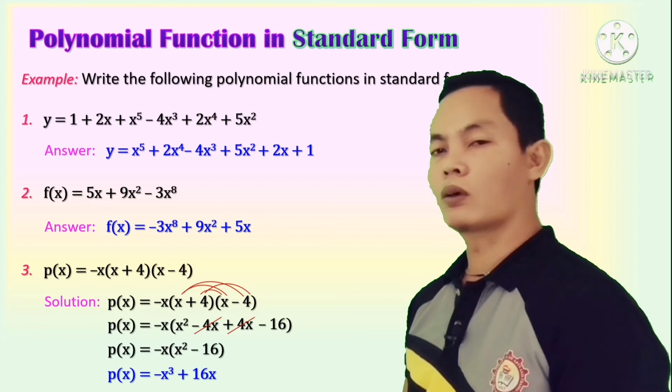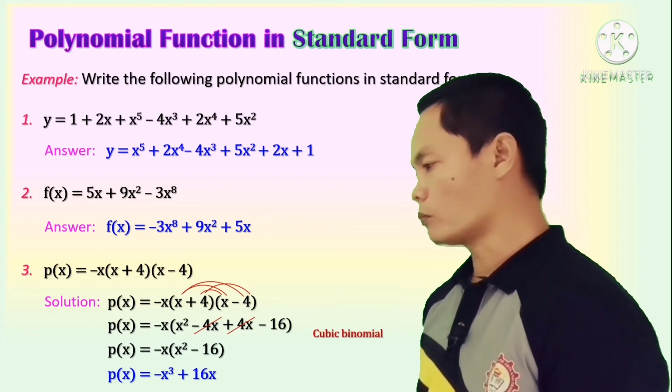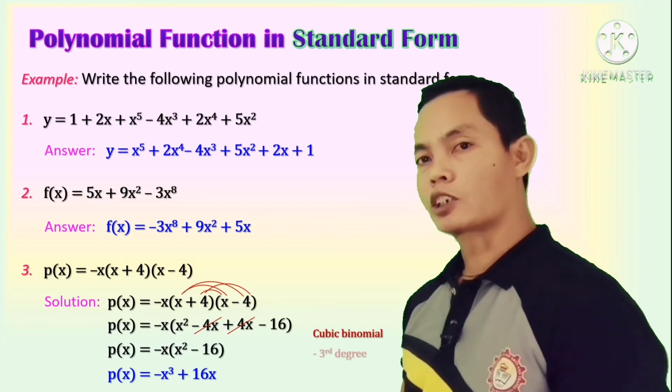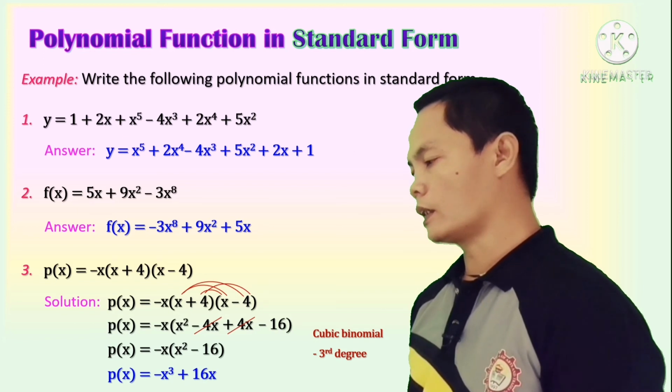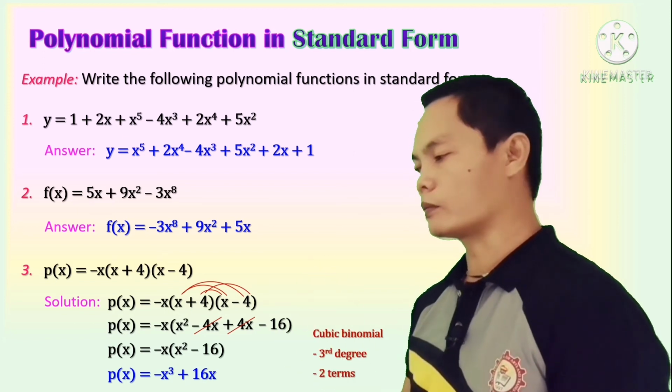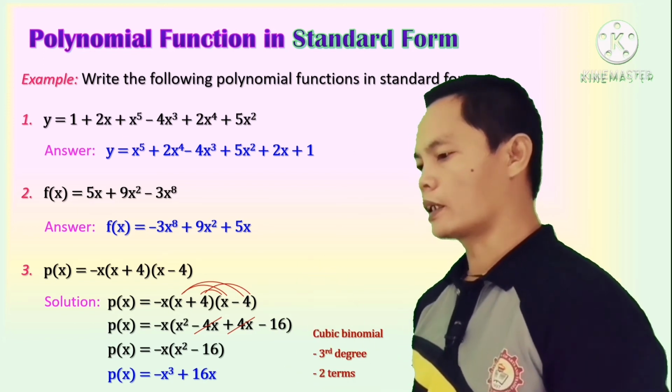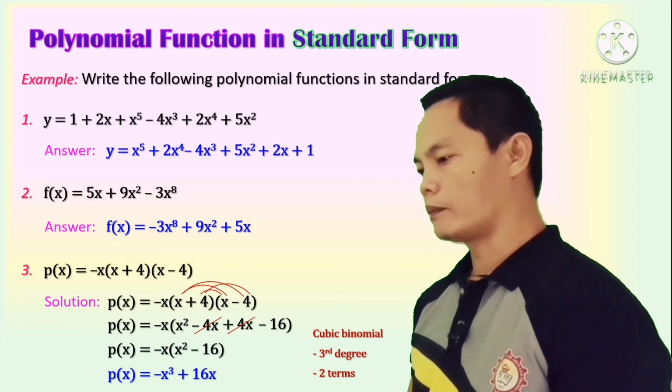And this is what we call the cubic binomial because the exponent is in the third degree and we only have two terms. So therefore, that is called a cubic binomial.